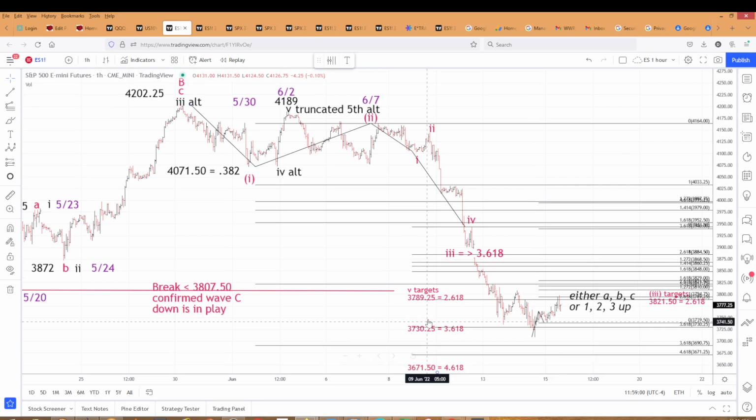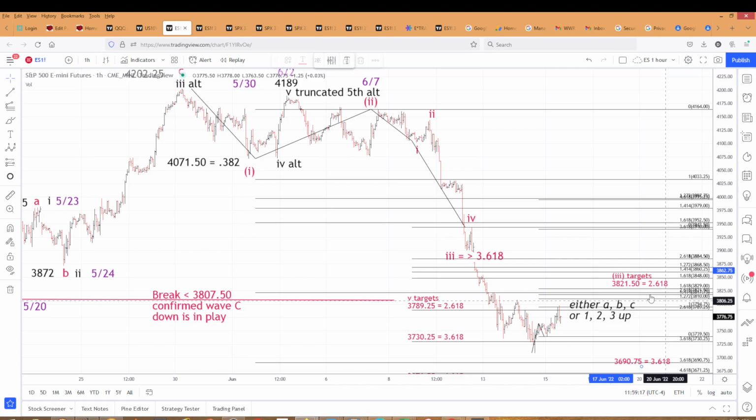The larger wave 3, again, if there's too many lines, I'll have a cleaner pic. There's 1 down, there's 2 up. These 3 targets are over here. I'll bring them up here. Let me get this a little bit bigger. Okay, we had 3821, which is a 2.618, and 3690, which is the next one. We're getting close to that.